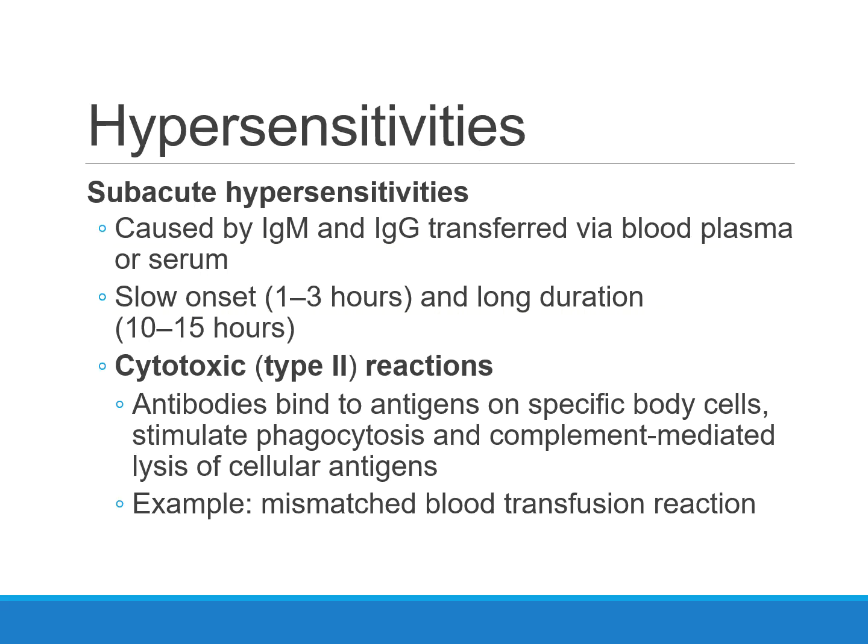Subacute hypersensitivities are caused by IgM and IgG transferred via blood plasma or serum. This has a slow onset of 1 to 3 hours and a long duration of 10 to 15 hours. The cytotoxic type 2 reactions occur when the antibodies bind to antigens on specific body cells. They stimulate phagocytosis and complement-mediated lysis of the cellular antigens. This is what happens when you give someone the wrong blood type.